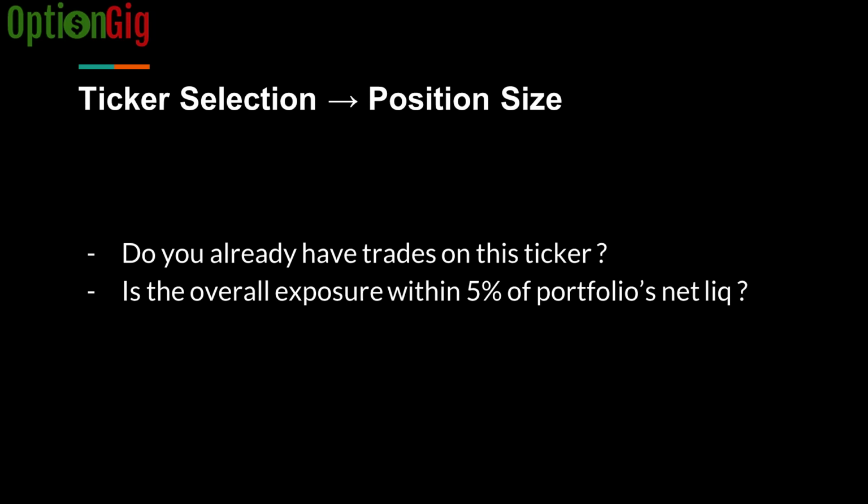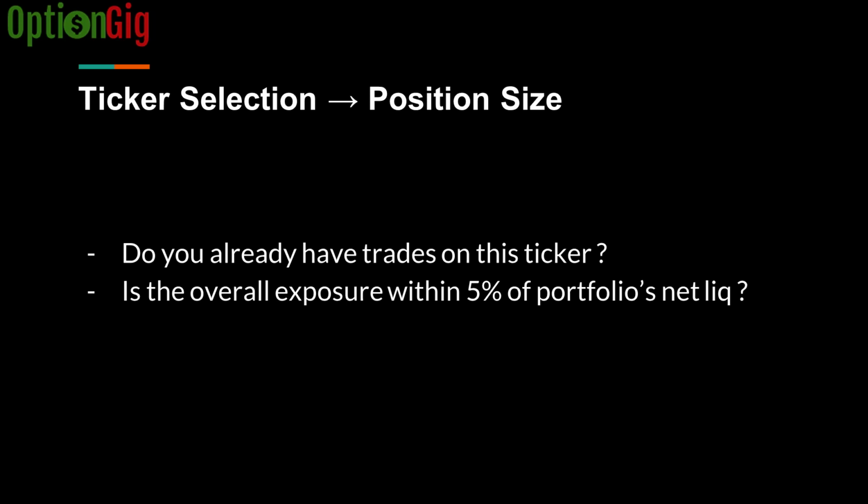The next, our ticker selection should also be based on position sizing. This is very, very, very important. You can go wrong in many other things, but never go wrong on position sizing. Let's say you already found a ticker which has high liquidity. Everyone would like to trade that. Currently its IV rank is also higher. But what if you already have 4 or 5 trades on it?